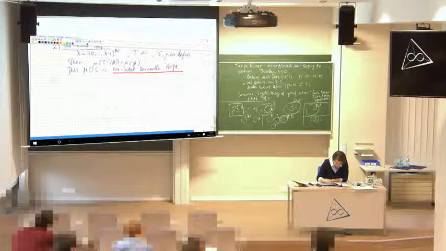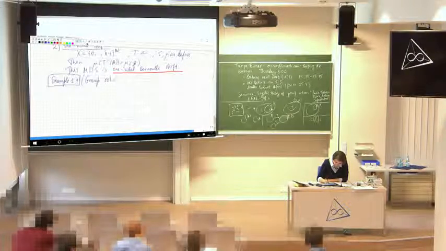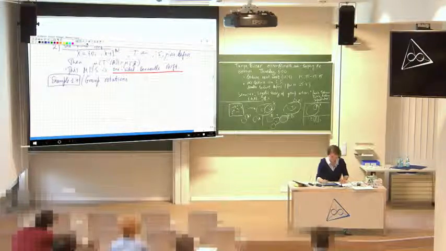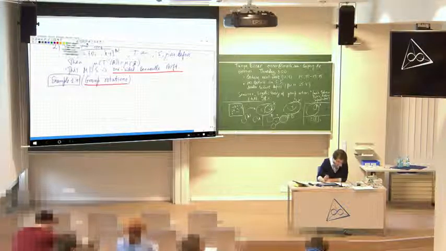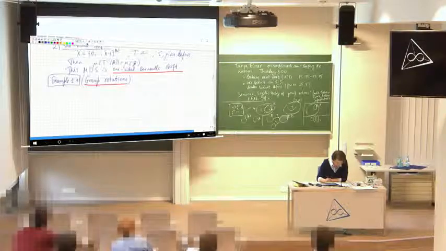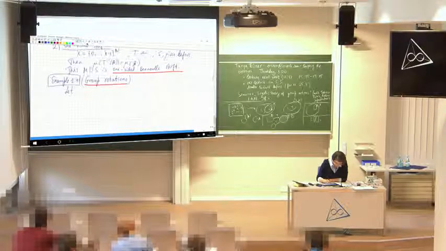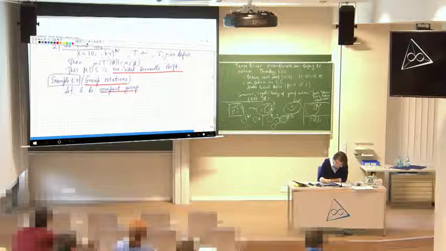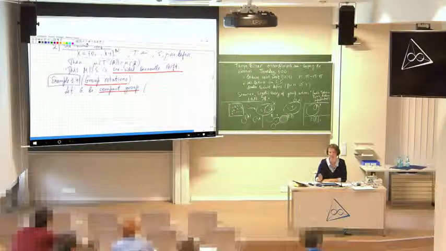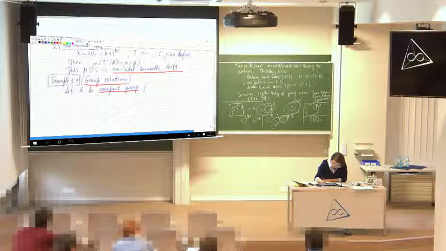Another example: these are group rotations. So what is a group rotation? We need a group. So let G be a compact group. What is a compact group? So a compact group is first of all a topological space, a compact topological space, which is a group.